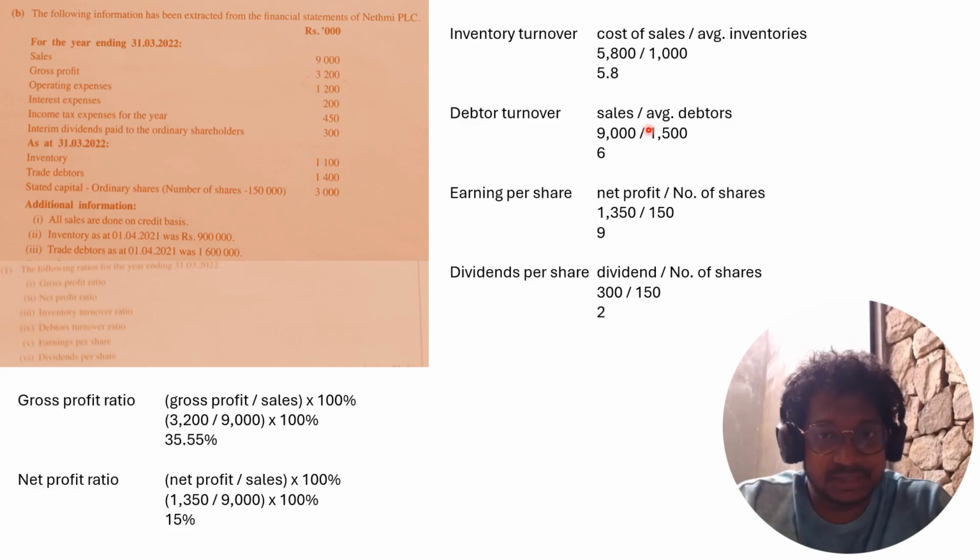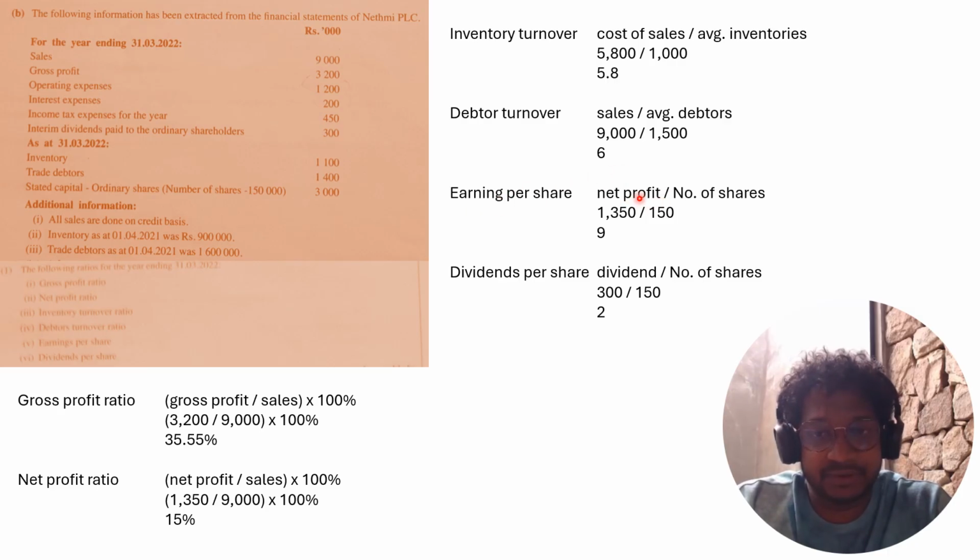And debtors turnover is sales divided by average debtors. Sales is given directly, 9,000. For average debtors, the closing debtors are 1,400 and the opening debtors are 1,600. To find the average debtors, add opening debtors plus closing debtors and divide by 2. So your average debtors are 1,500. So the debtors turnover is 9,000 divided by 1,500, which is 6 times.